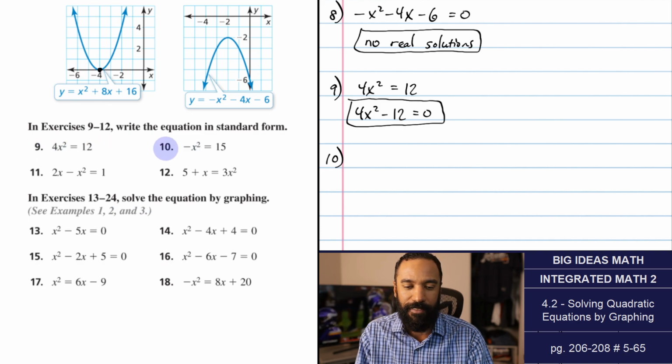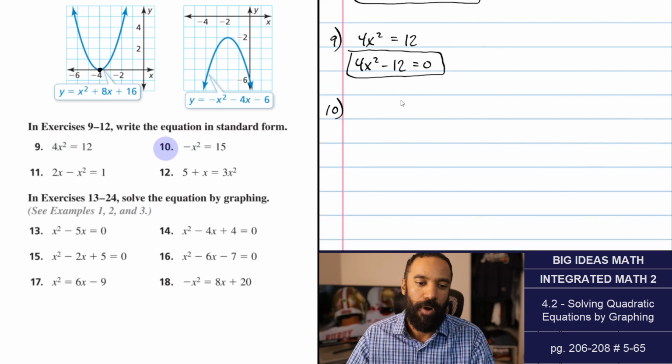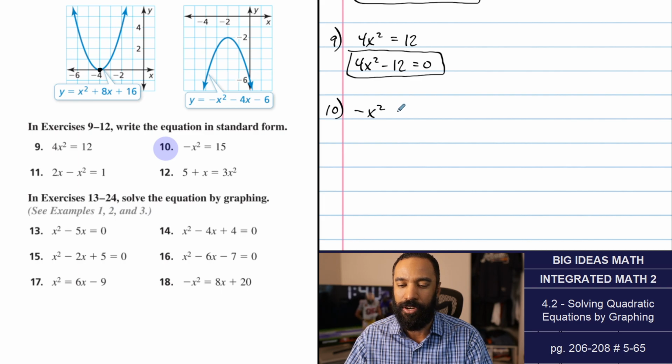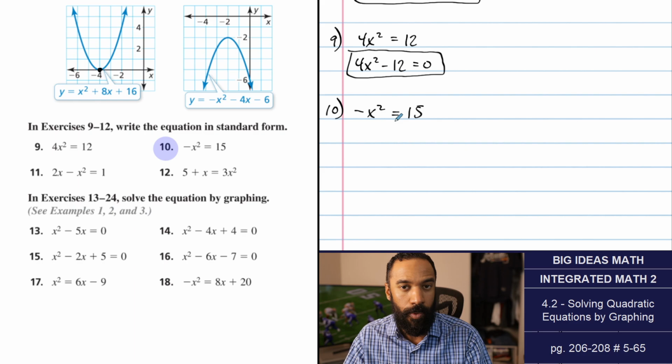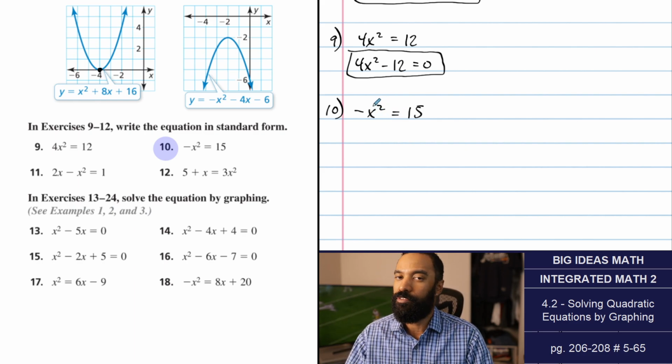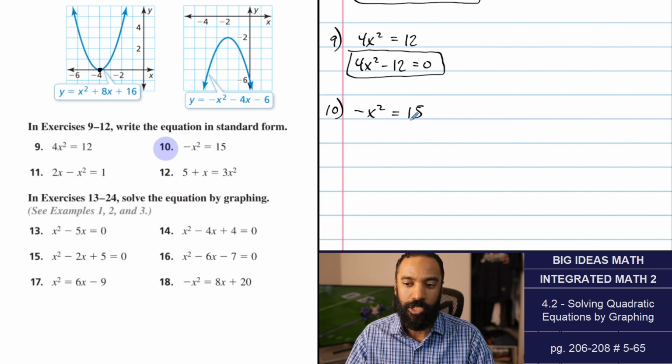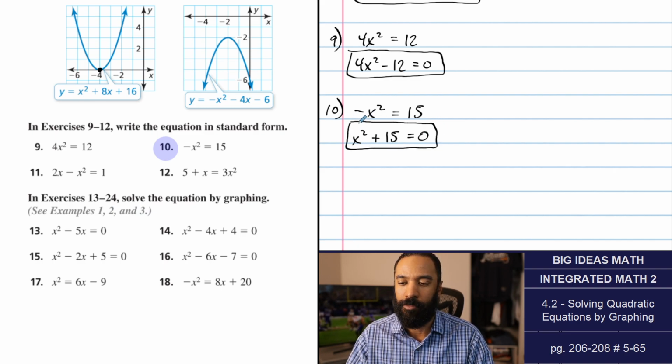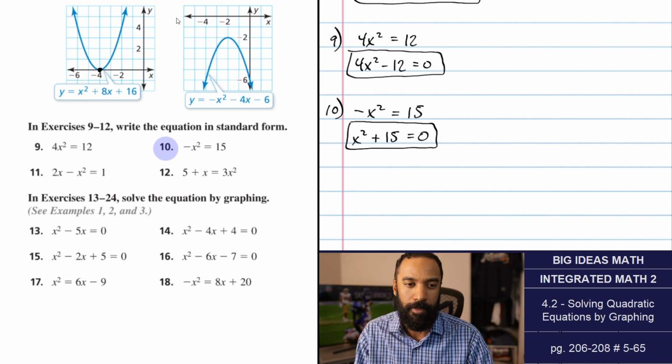Number 10, you have -x squared equals 15. Now, there's more than one way that you can set something in standard form. You can either subtract the 15 over, or you can add the x squared over. If there's ever an excuse to make your x squareds positive, you do it. I'm going to add x squared to both sides, and I'll get x squared plus 15 equals 0. It's better to put it that way than to have more negatives, especially if you can make your leading term positive. And that's what I did there.